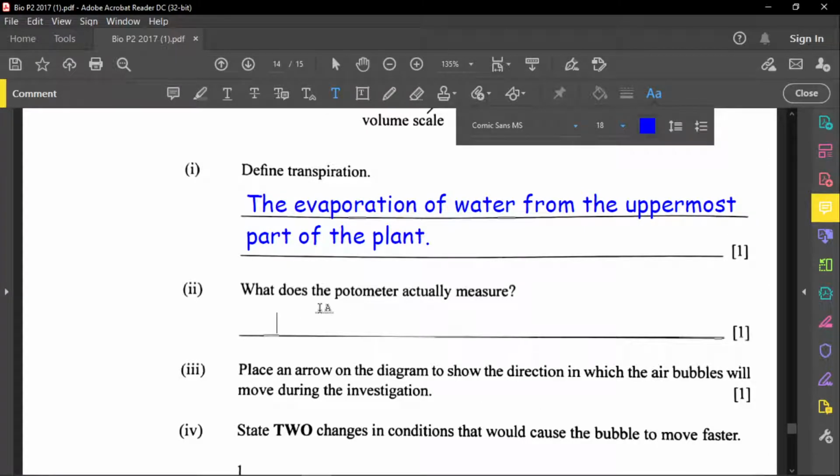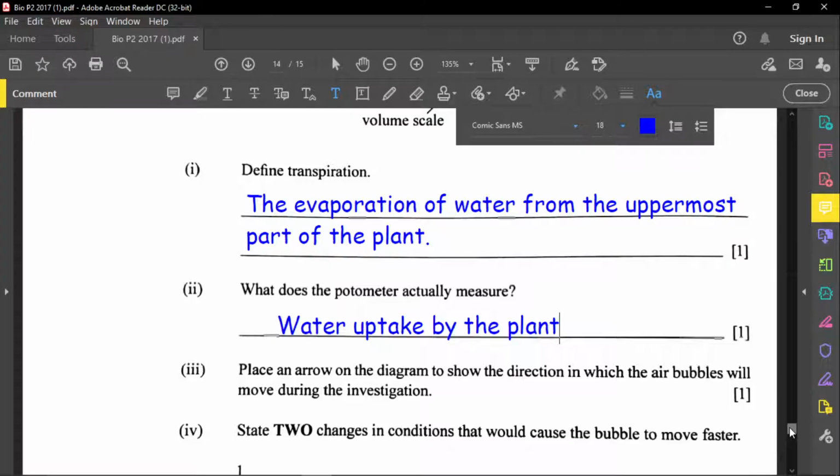Okay, so the only thing being measured is the what? Water uptake, not transpiration. Water uptake by the plant. That's the only thing it is measuring, because again, some of the water will be used for photosynthesis and also for other chemical processes.